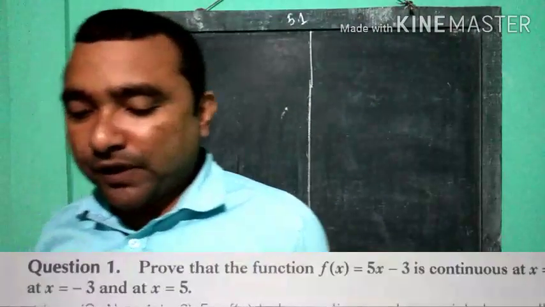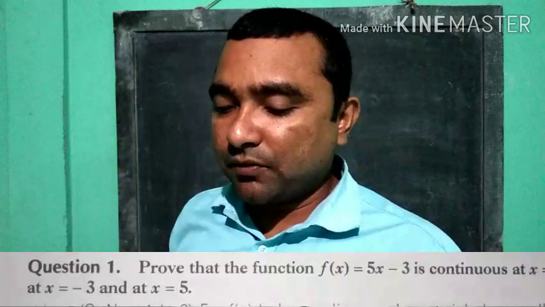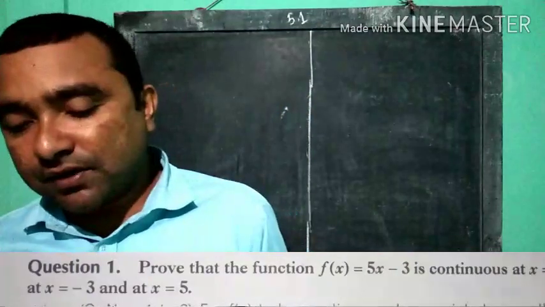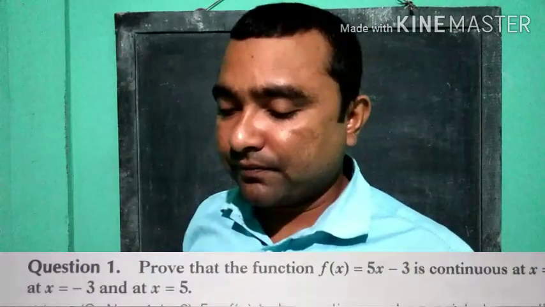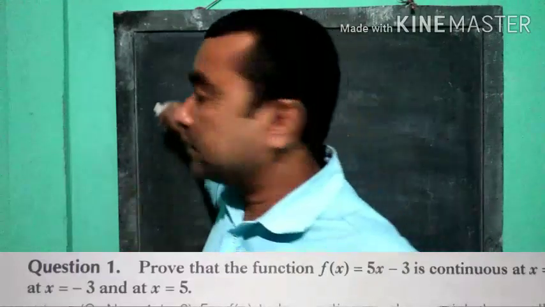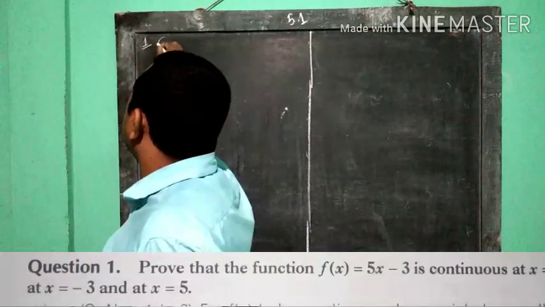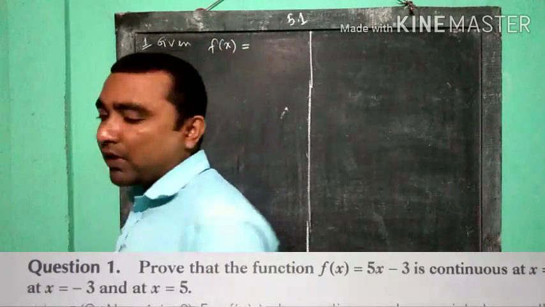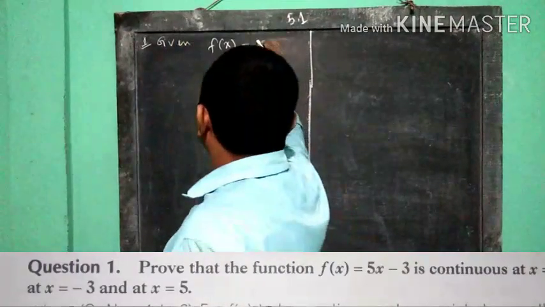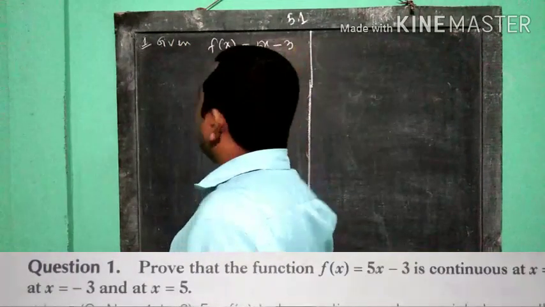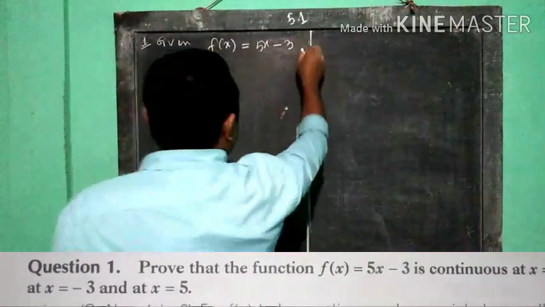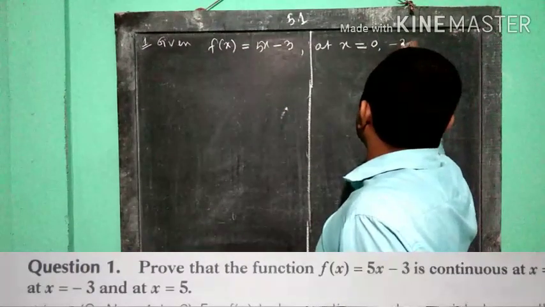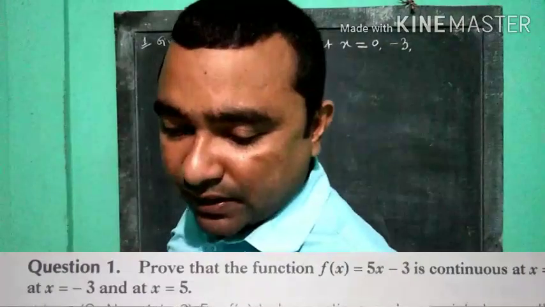Question number 1. Prove that the function f(x) = 5x - 3 is a continuous function at x = 0, at x = -3, and x = 5. So first of all, we check the given function. Write here solution. The given function is f(x) = 5x - 3, at the points x = 0, x = -3, and lastly x = 5.